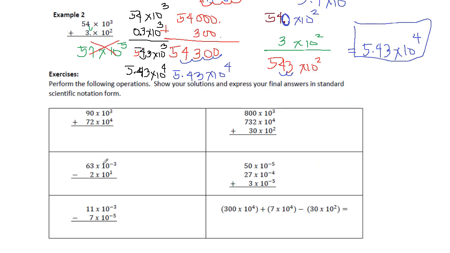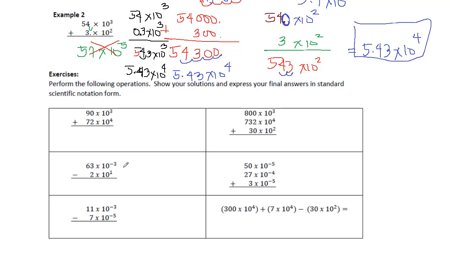Okay, I would like to try the second example here where we have this two being subtracted. Of course, subtraction is the same approach. So 63 times 10 to the negative 3, minus 2 times 10 to the 1. If it's me, I will write everything in standard form, the conventional way of writing.